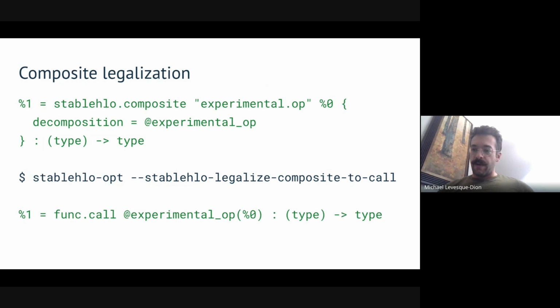All right, and earlier I mentioned that some backends might want to see the composite. Maybe they have a way to accelerate it. They have a specific op on some hardware that they can leverage, and other backends might not want to see the op at all. They want to see the decomposition of simpler ops that they can handle. And to enable that, we added this pass, StableHLO legalize composite to call, and you can see the result below. What it does is it just turns the composite into a call to the decomposition function. And then if you actually don't want to have calls in your program, you can use the standard MLIR inliner pass to just inline all of the operations.